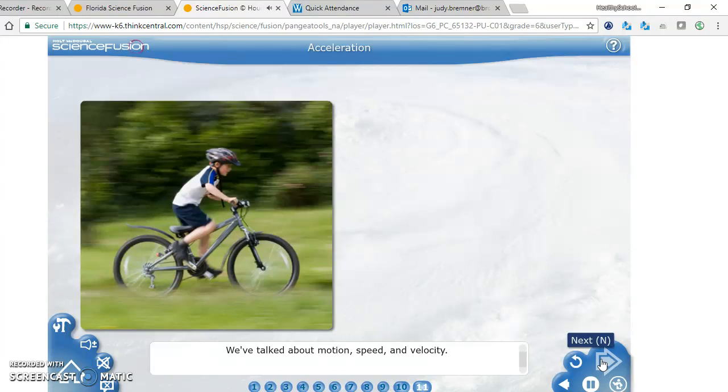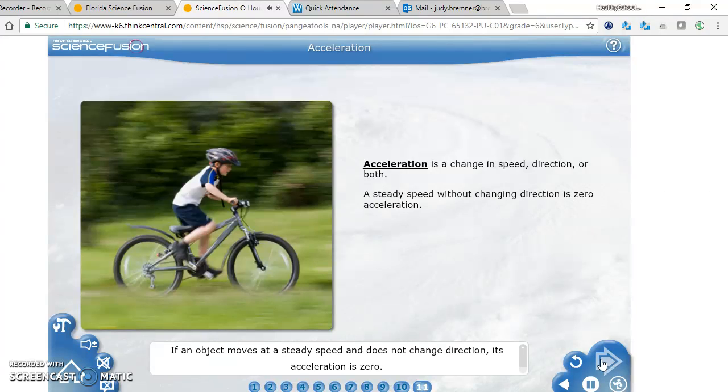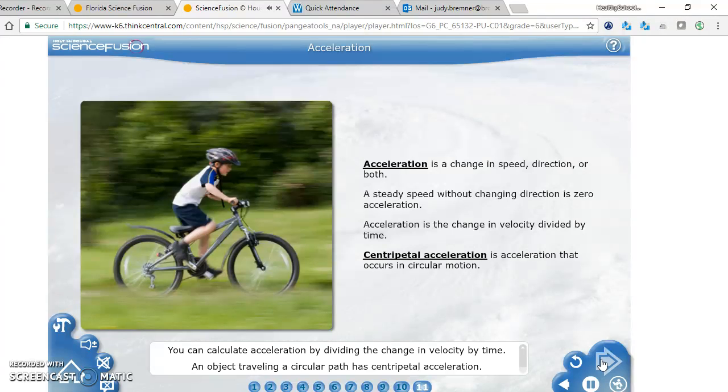We've talked about motion, speed, and velocity. Acceleration is a change in speed, direction, or both. A steady speed without changing direction is 0 acceleration. Acceleration is the change in velocity divided by time. Centripetal acceleration is acceleration that occurs in a circular motion.